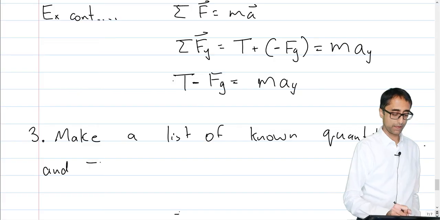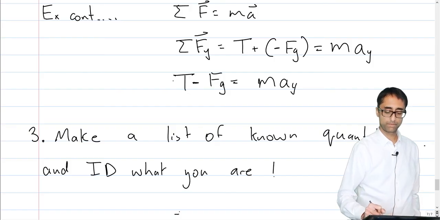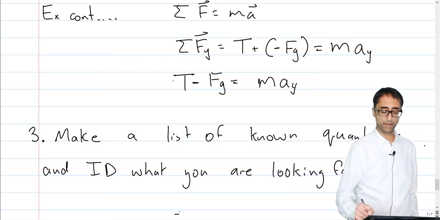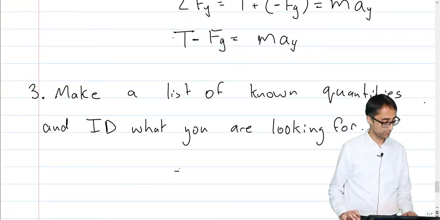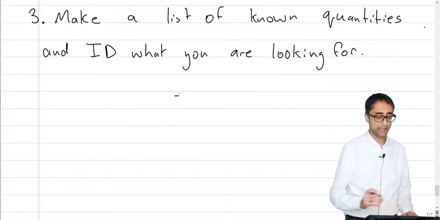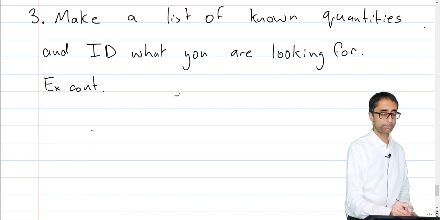And identify what you are looking for. All right, so we made a list of our known quantities. We've identified what we're looking for. And again, if we continue our example, it would look something like this.